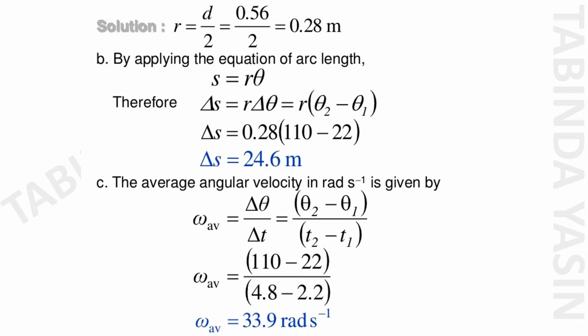The third point C is the average angular velocity in radian per second, given by average angular velocity del theta over del t, that gives theta 2 minus theta 1 over t2 minus t1. Then substituting the values we get omega average is equal to 110 minus 22 over 4.8 minus 2.2, that gives omega average is equal to 33.9 radian per second.